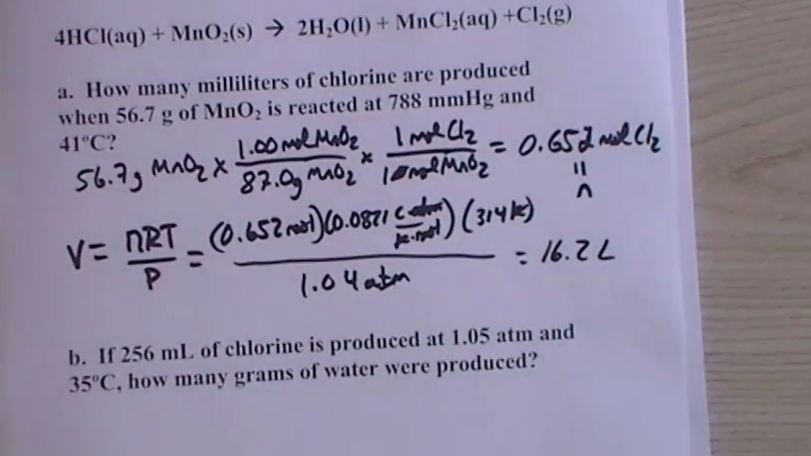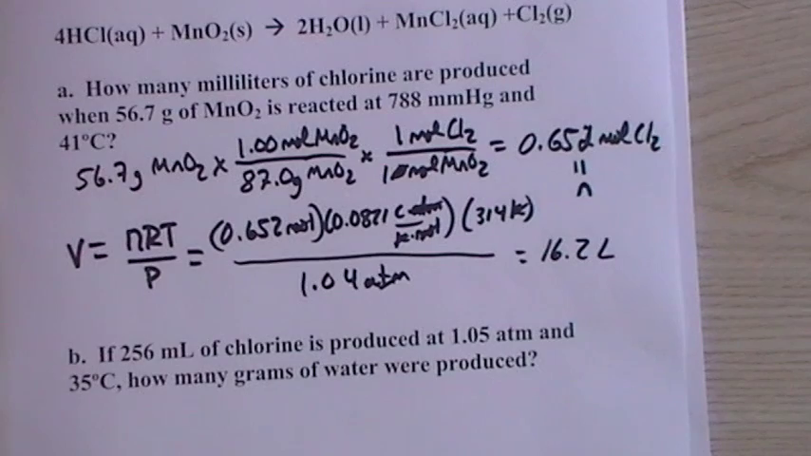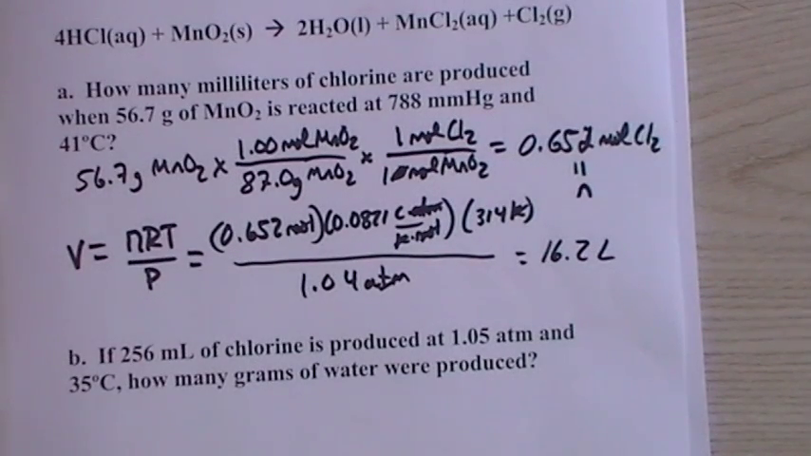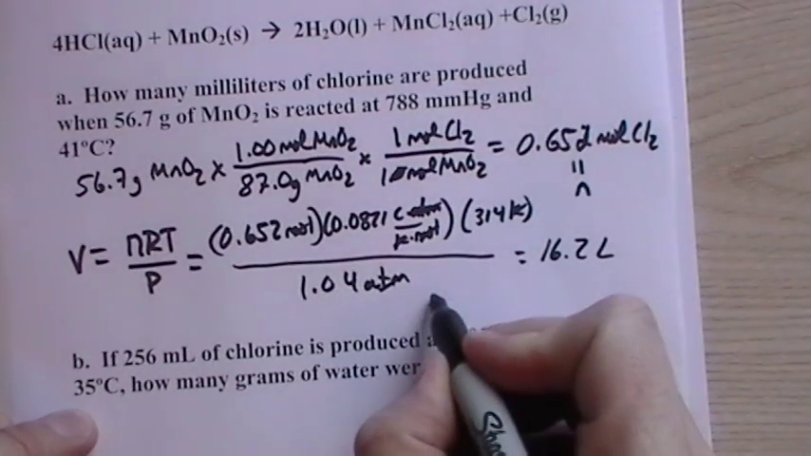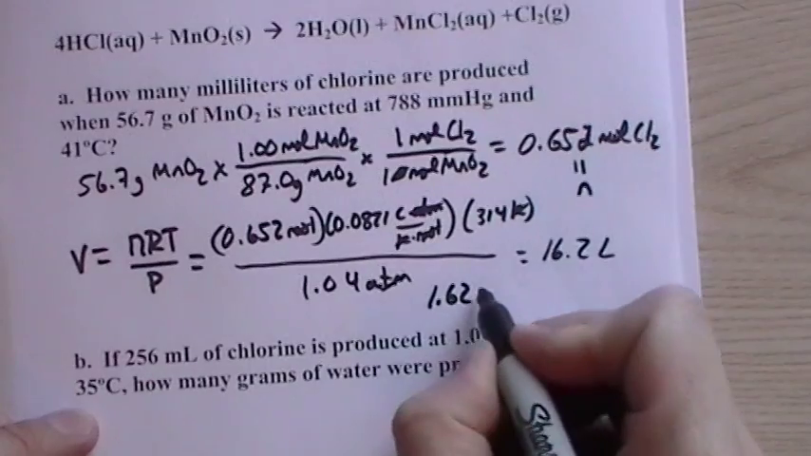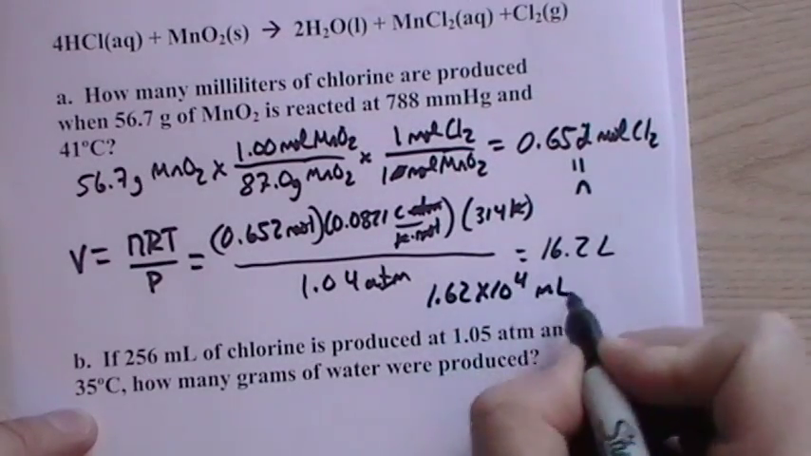And let me double check that. That's 314 divided by 1.04, 16. And then they want mils, so we have to convert that. That'd be 1.62 times 10 to the 4th mils for our answer.